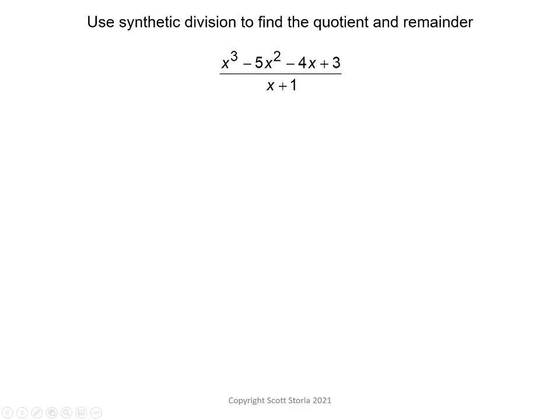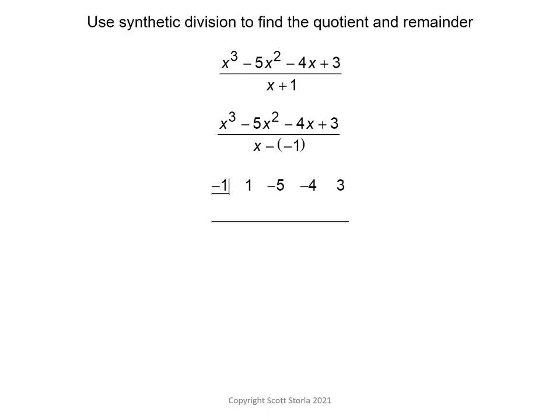And here's the last one for this video. First, we're going to write our divisor as a difference. That means our subtrahend will be negative 1 with coefficients 1, negative 5, negative 4, and 3. We'll bring 1 below the line. Multiply will give us negative 1. Adding will give us negative 6. Our product will be positive 6. We'll add to get a 2. Our product will be a negative 2, and we'll add to get a 1.